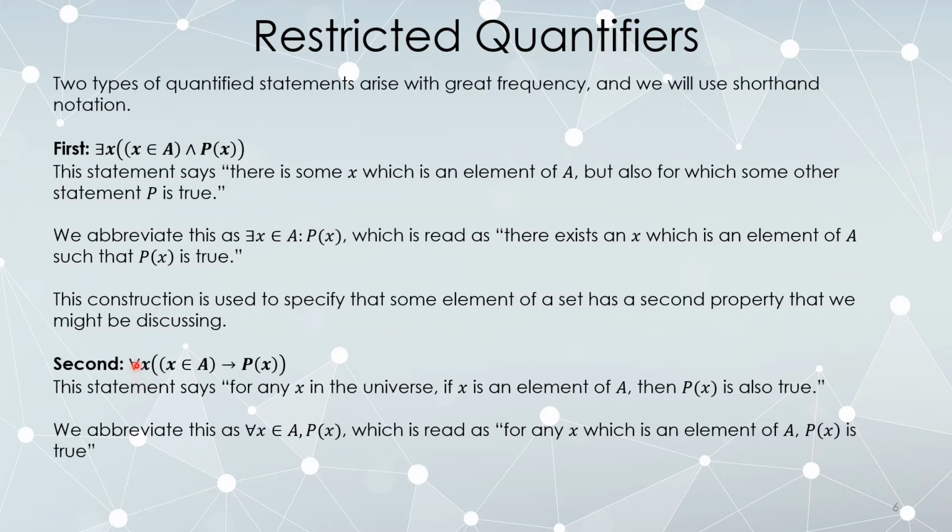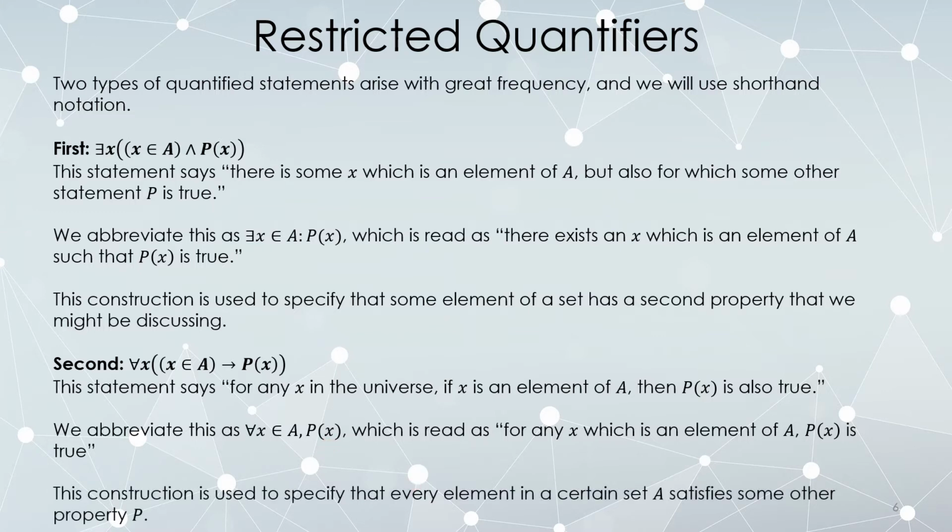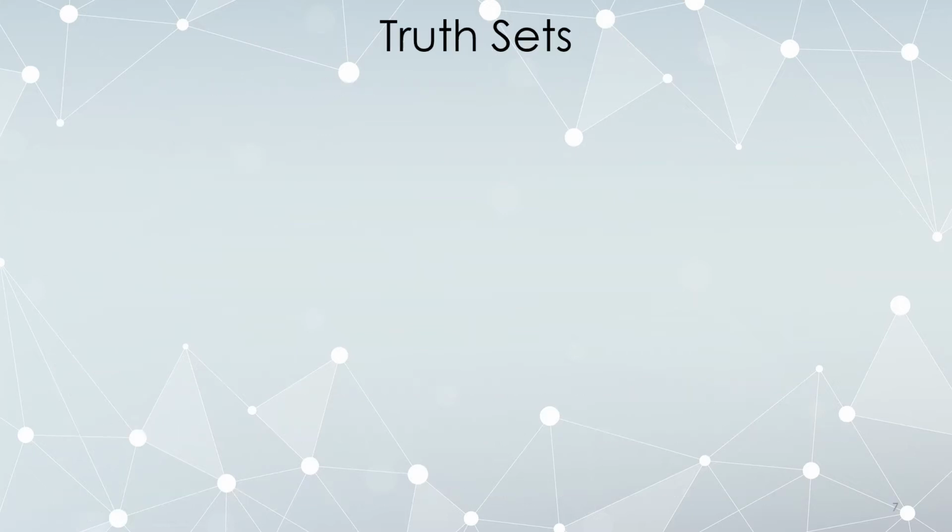If we wanted to form a statement saying every element of A has some other property, that's really what this statement says: everything in the universe, if it is in A, then it has this property. And we write it as anything in A has this property P. So the first one is used to say that there is an element of a set that has a property, and the second construction is used to say every element of a set has a particular property.